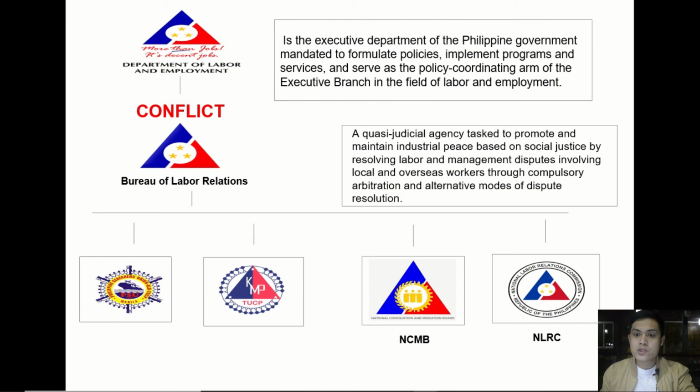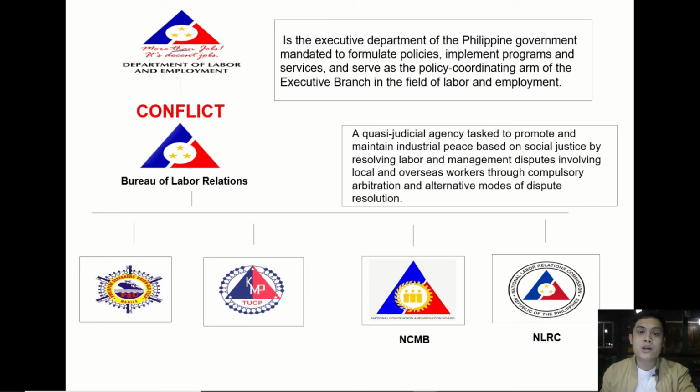So in summary, as you can see, all of these bureaus are under the Department of Labor and Employment as the executive department of our Philippine government mandated to formulate policies, implement programs and services. So if there is a conflict, if it is a union conflict, then they can present the conflict and the Bureau of Labor Relations will be the bureau in charge of dealing with the conflict, together with the help also of the representatives of unions.